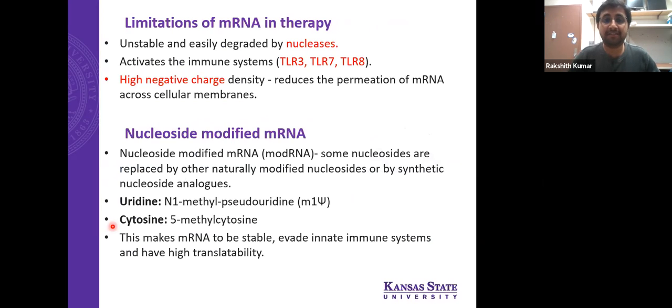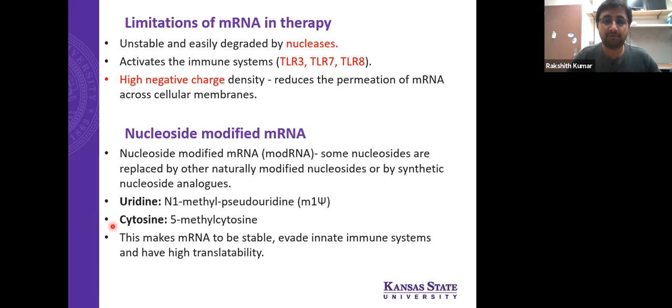What were the limitations of mRNA in therapy previously? mRNA is very unstable and gets easily degraded by nucleases, and it also activates the immune system, Toll-like receptors 3, 7, and 8, when we administer it. It also has a high negative charge density, which reduces the permeation of mRNA across cellular membranes. To mitigate this problem, nucleoside modified mRNAs have been introduced and discovered very recently.